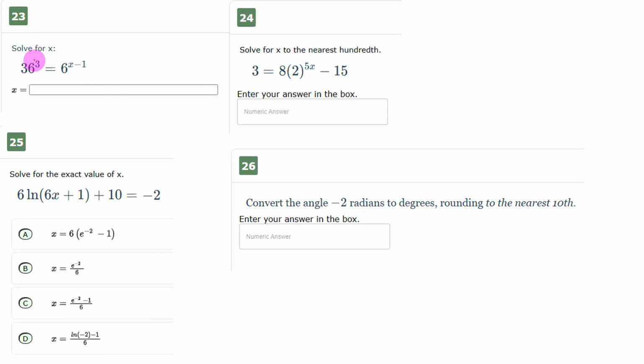So 36 is 6 squared. I'm sorry, 6 squared, and then that was cubed. So it's 6 to the 6th power equals 6 to the x minus 1. Got the same base. You can set the exponents equal to each other. Add 1 to both sides. And x equals 7.